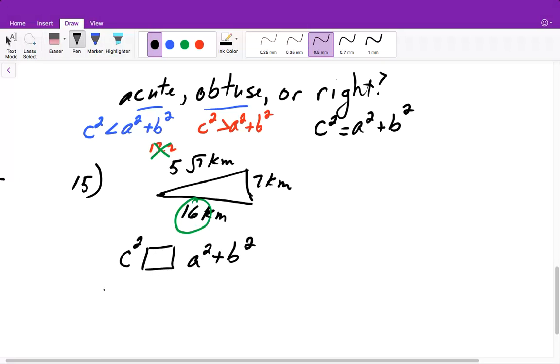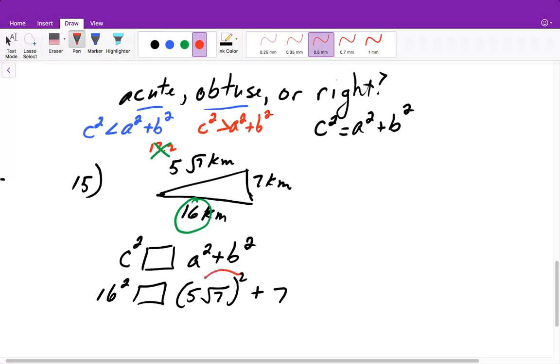So this 16 will be our c squared. Our a squared is this whole 5 times the square root of 7, and our b is this 7. We will distribute this in. So this will give us a 25, and the square root of 7 squared is 7, and 25 times 7 is 175.